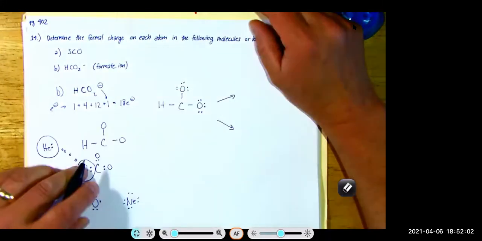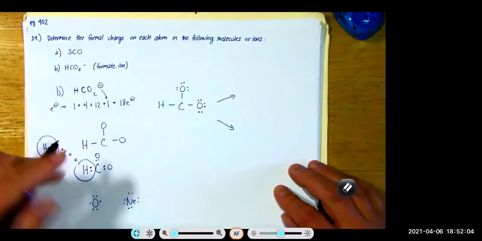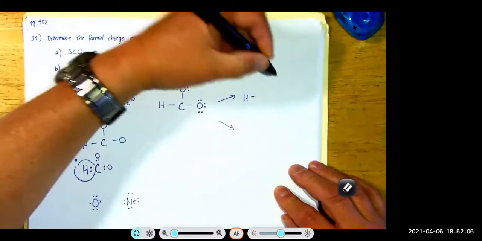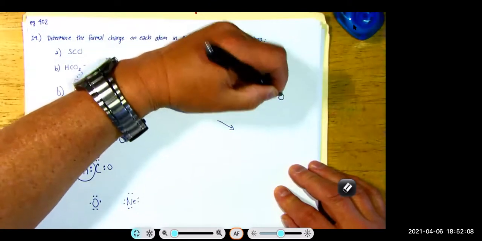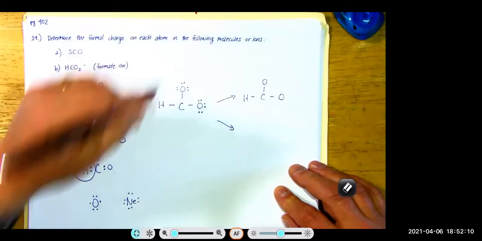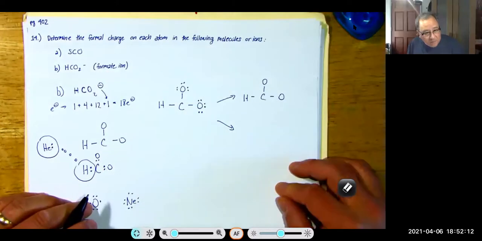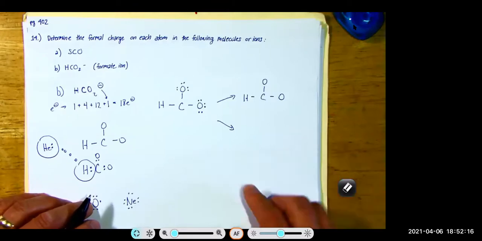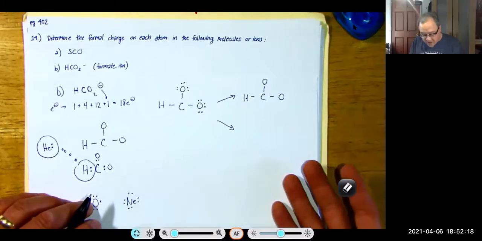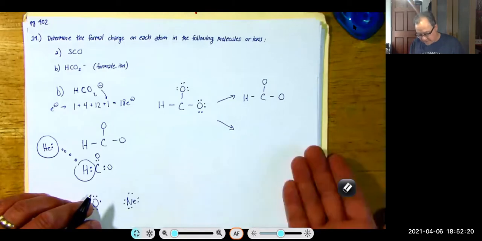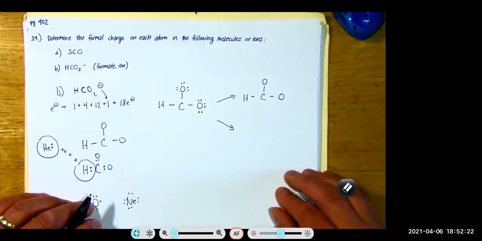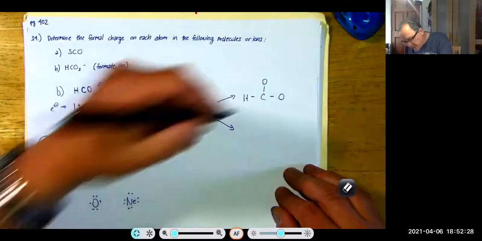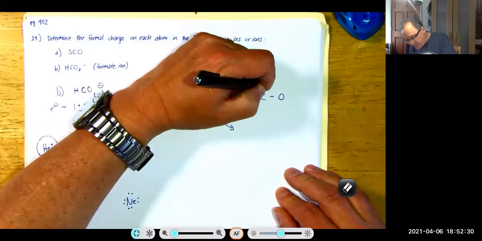Move some of the single pairs. They're called lone pairs. Oh, yeah, lone pairs. Do you want to remove the lone pair from the top oxygen or the one on the right? I don't know. The one on the top. Okay, so let's do that. So there we go.